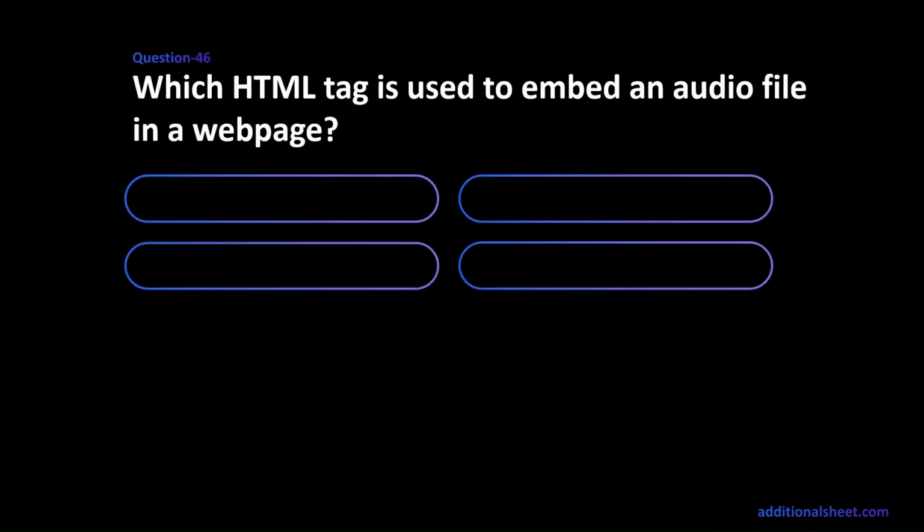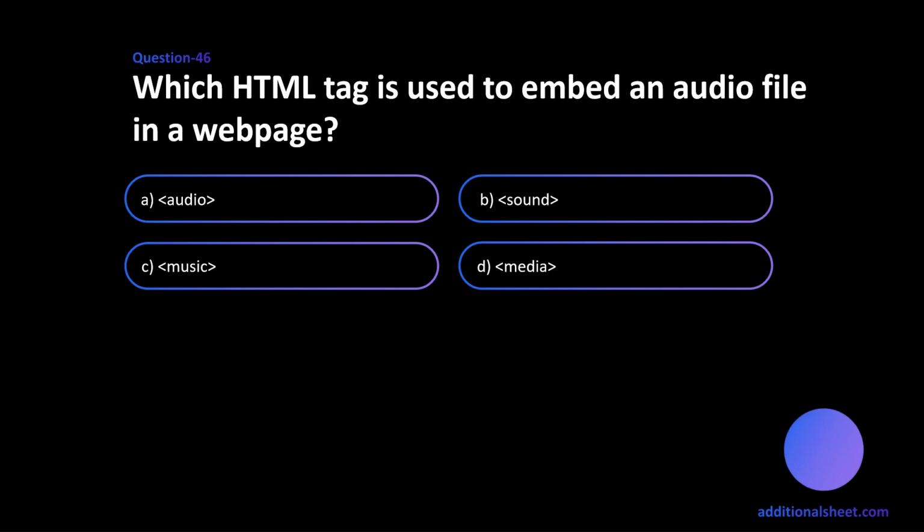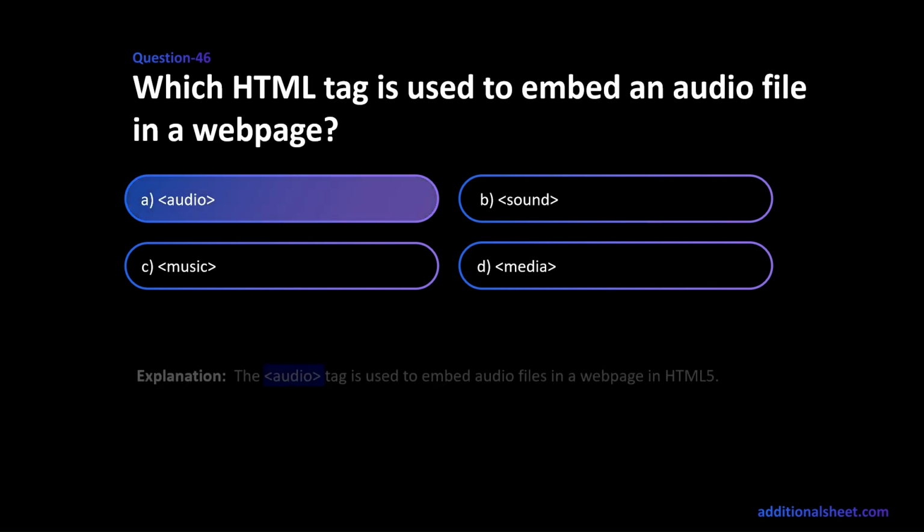Q46. Which HTML tag is used to embed an audio file in a web page? Options are: A. Audio. B. Sound. C. Music. D. Media. The correct answer is option A. The audio tag is used to embed audio files in a web page in HTML5.